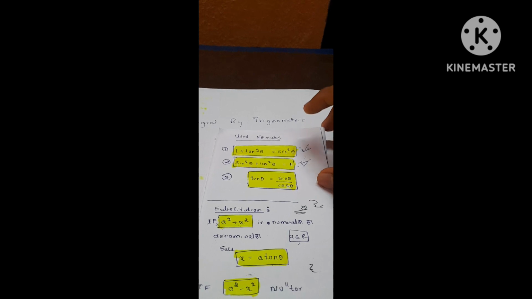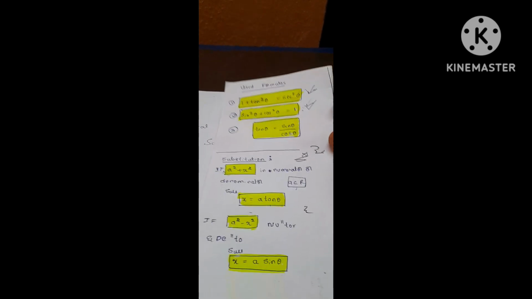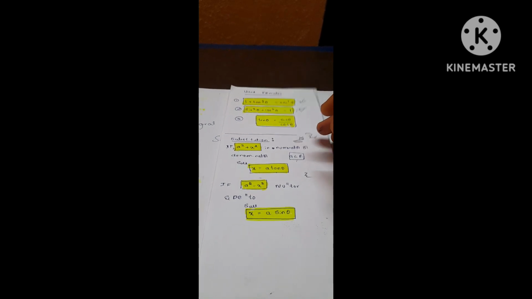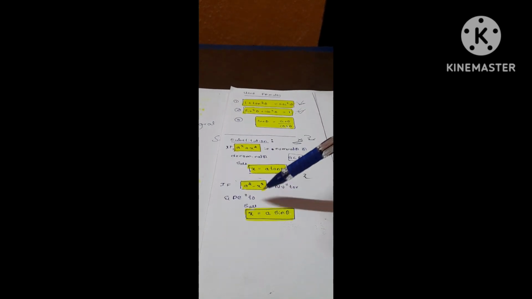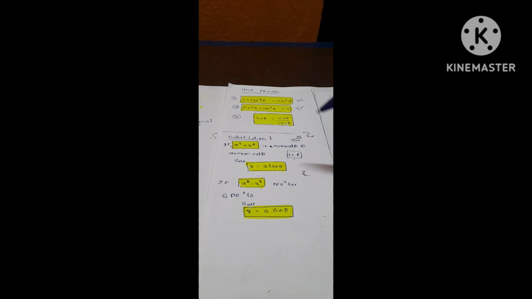So how to use these formulas, how to substitute? For that you have to remember these two substitutions. If the question is given like a square plus x square in the numerator or the denominator, how do we solve this kind of question? As the title says, today's session is about trigonometric substitution. We have to do trigonometric substitution to do all the integration easily.